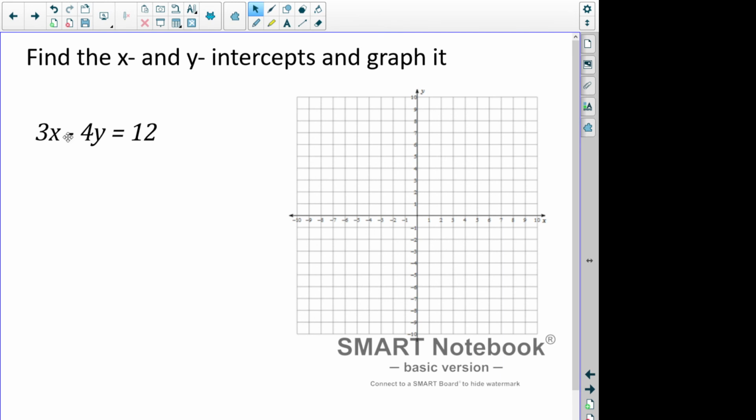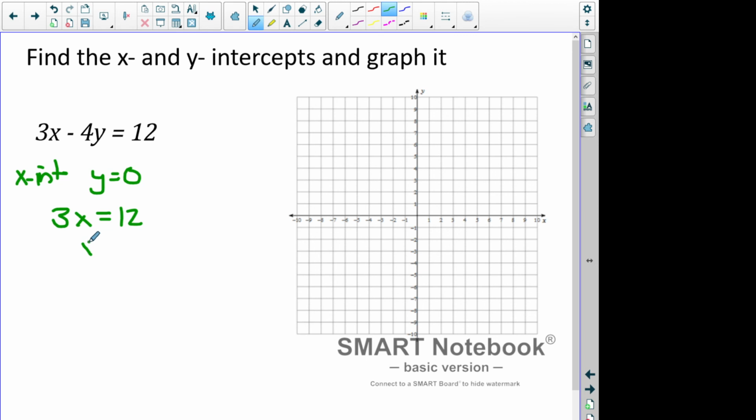Find the x and y intercepts here. Again, I've got a line in standard form. So to find my x-intercept, remember, is where y is equal to 0. So if I plug 0 in for y here, this term goes to 0. So I would have 3x equals 12. And if I divide both sides by 3, I would get x is equal to 4. And so I'd have the point (4, 0).